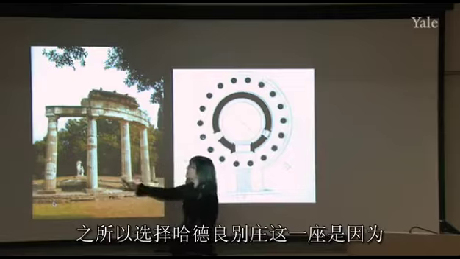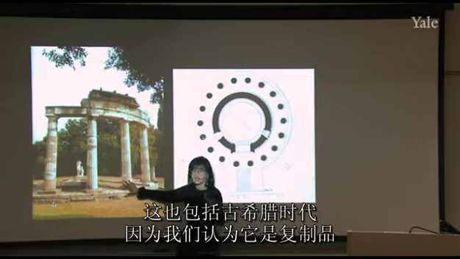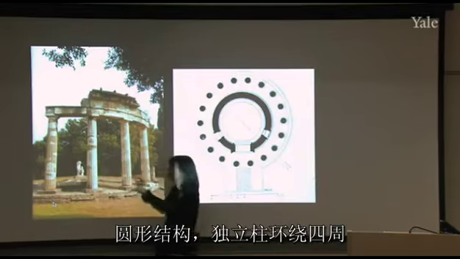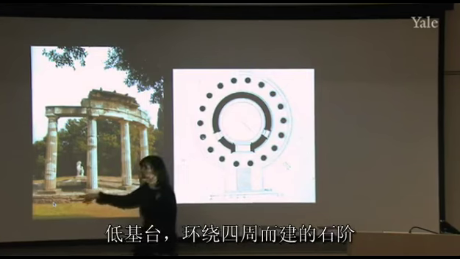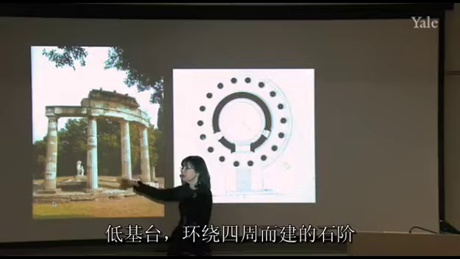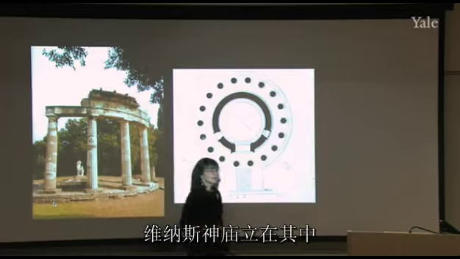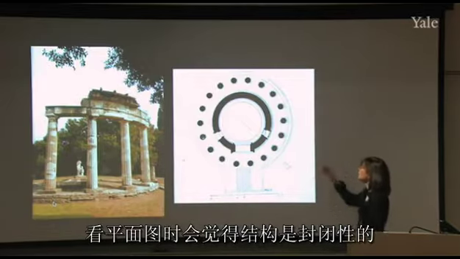But I show the one at Hadrian's Villa because it gives you a very good sense of what this structure was like in ancient Greek times as well, because we think it's a replica. A round structure, freestanding columns encircling the entire building, low podium, a staircase around that podium that encircled the entire building, and then a Temple of Venus in the center. When we look at the plan of this structure, we will see it's pretty close.